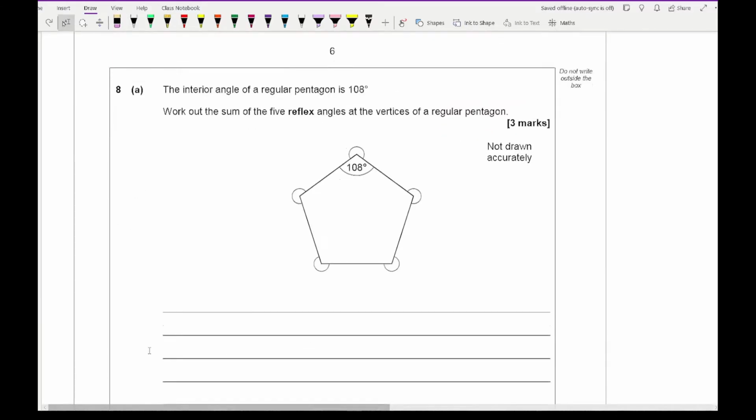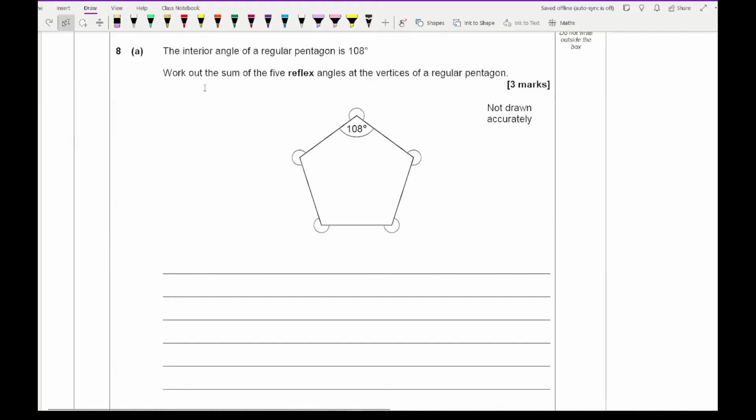For question 8, the question says the interior angle of a regular pentagon is 108. Work out the sum of the 5 reflex angles at the vertices of the regular pentagon. So what I need to do is work out what each of these angles are and add them together. So again, sum means add.